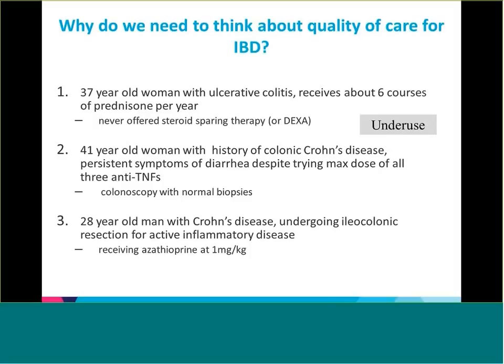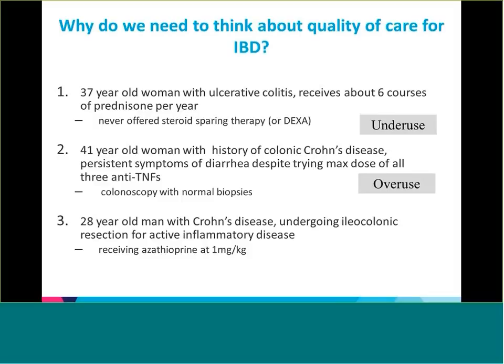That first example is an example of underuse of good care. Patient 1, that 37-year-old woman with the multiple prednisone courses, really needs to have a steroid-sparing therapy prescribed, and she ought not to just keep going with repeated doses of steroids without a plan to reduce and keep her off of those steroids.